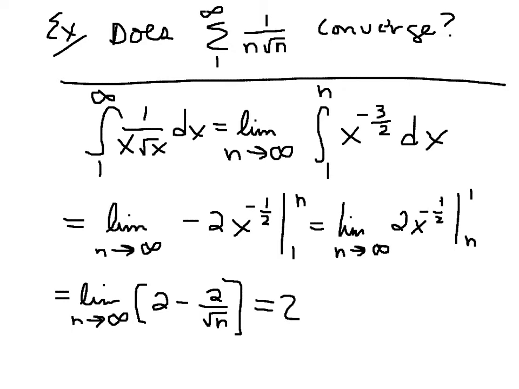So therefore, since the improper integral converges, the infinite series converges. And furthermore, we know that this infinite series will converge to a number between 2 and a sub 1, which is 1, so it'll converge to some number between, let me write it down, between 2 and 3. There we go.